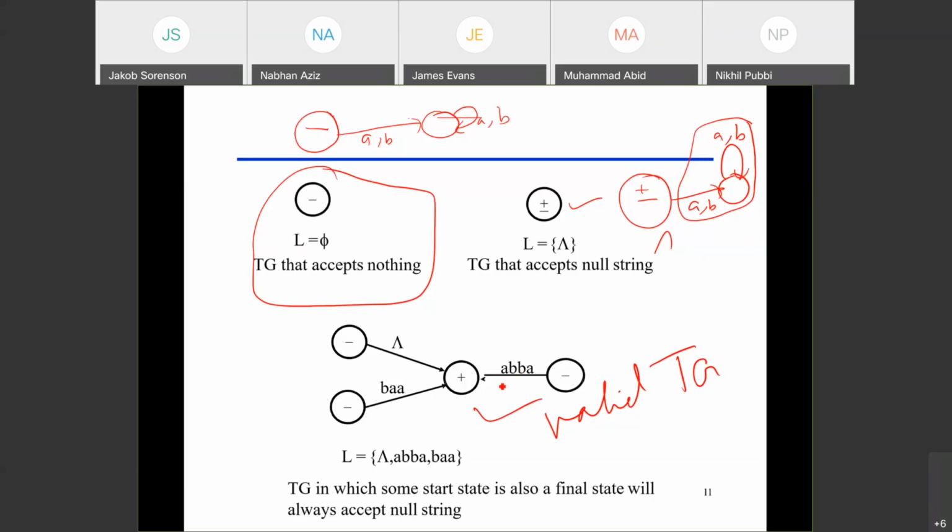So what is the regular expression of this TG? It accepts one word, A, B, B, A, and then it accepts another word which is B, A, and then it accepts lambda. So this is the regular expression of this machine. Okay, look at this one. It is written here: a TG in which some start state is also a final state will always accept the null string. So it is accepting a null string there.